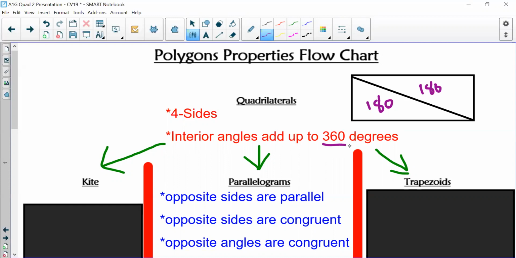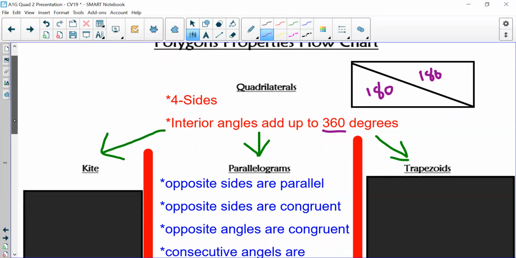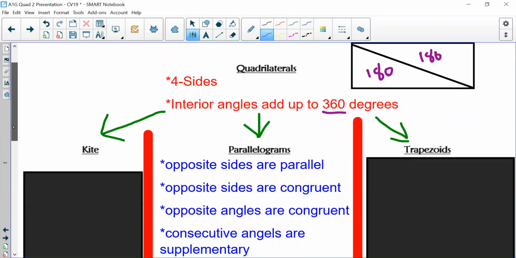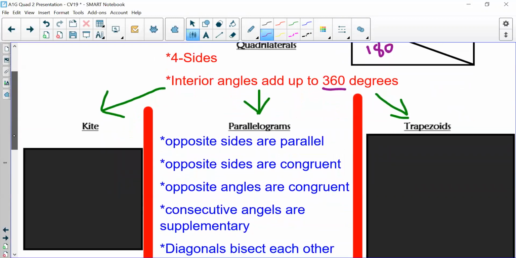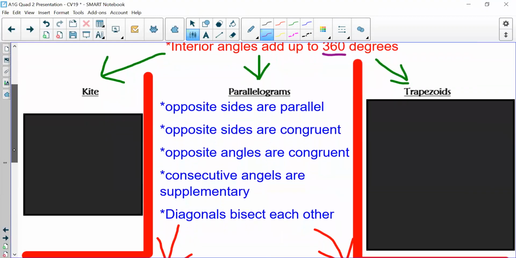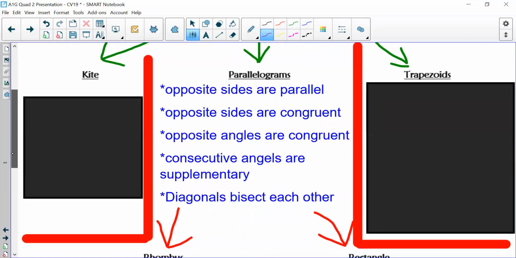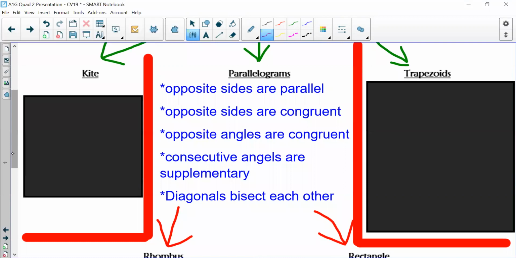All right, so we're going to go on down our flowchart. We're going to come back to kites and trapezoids in the future. Make sure you've got those properties written down from yesterday's lesson on your flowchart. You can pause the video here if you want to write them down. I'm just going to keep going and talk about the properties of rectangles, rhombuses, and squares.